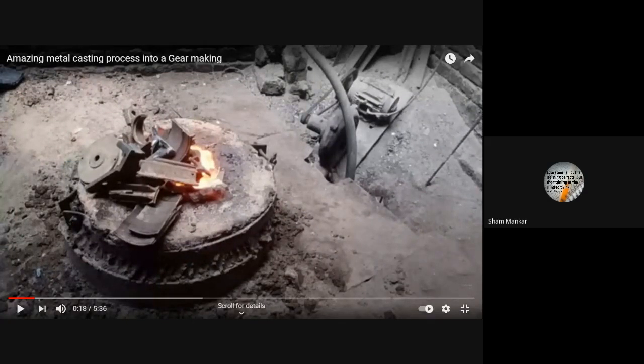What is this initial process? Anyone? Belting. Yes, correct. Whatever raw material is available with us, taking into consideration the object, the gear we want to manufacture, from that material, the scrap of the same material, we place in the furnace and heat it to convert it into the molten state.